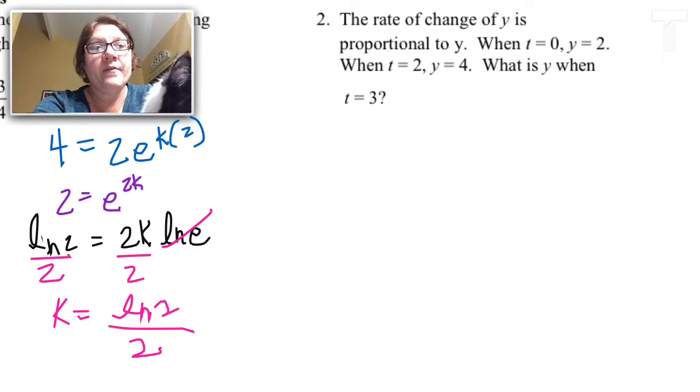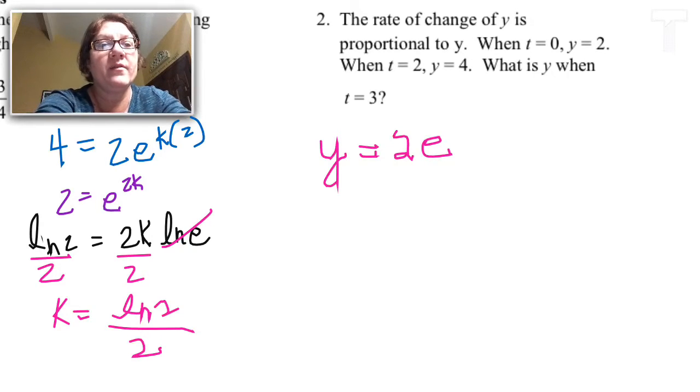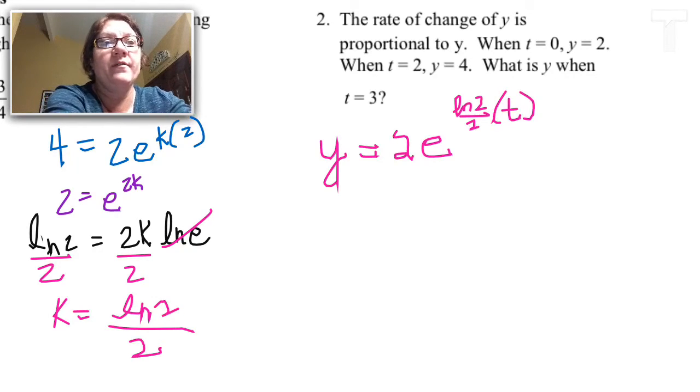So I have a brand new equation, which is y equals, remember c was 2, and now we have e, and in place of k, we're putting natural log of 2 over 2 times t. And so the only variables that I should have left are y and t. T is the new x.